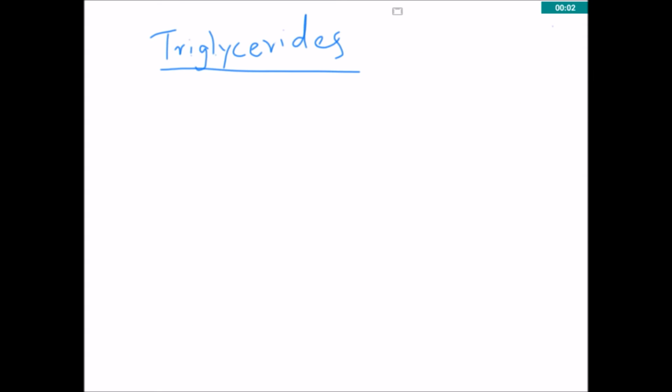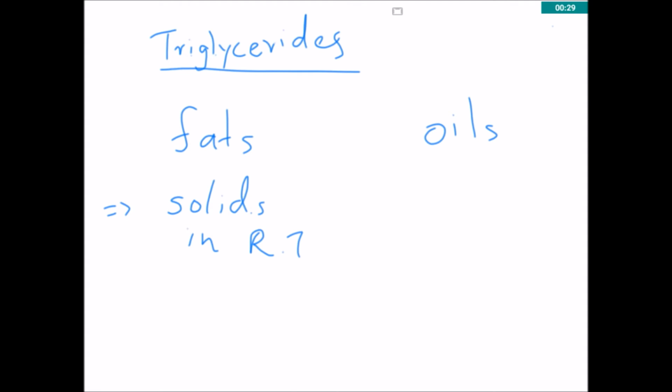So triglycerides are commonly known as fats and oils. Fats and oils are chemically similar as they are triglycerides, but the difference is in their physical state. We can find fat as solids at room temperature, and oils can be found as liquids at room temperature.